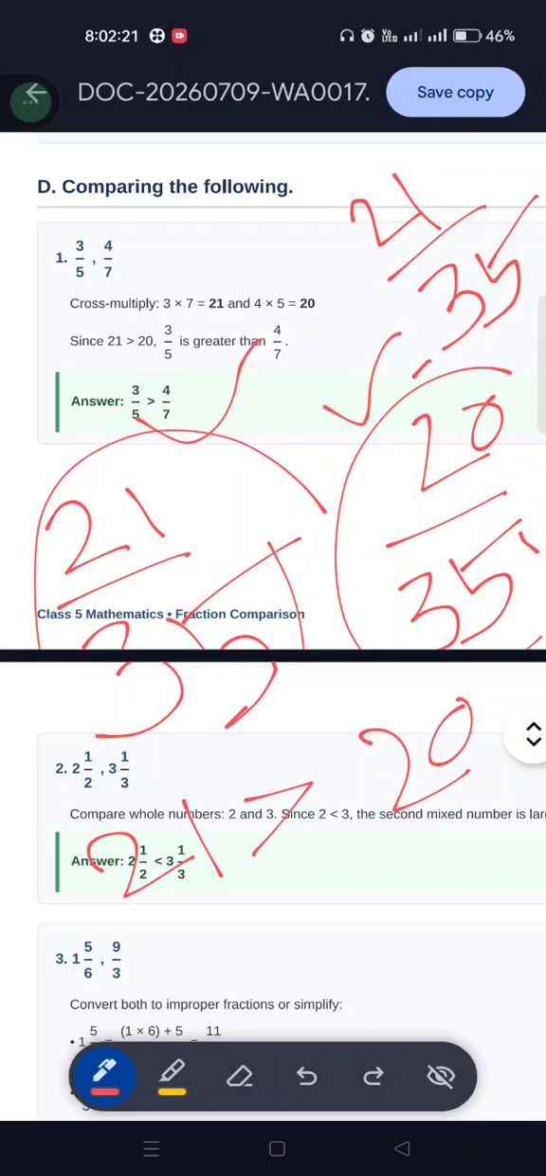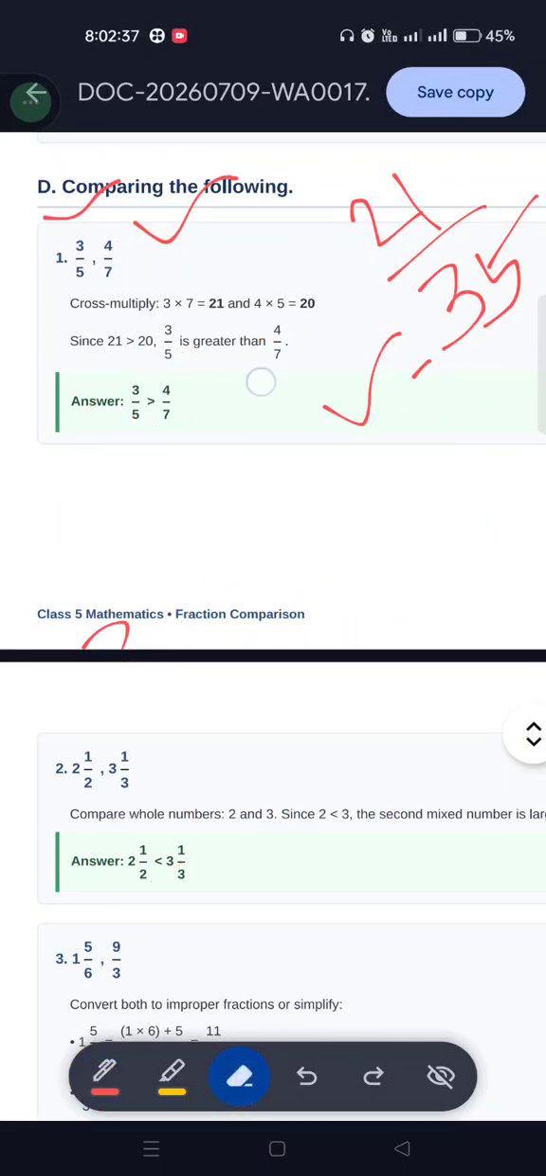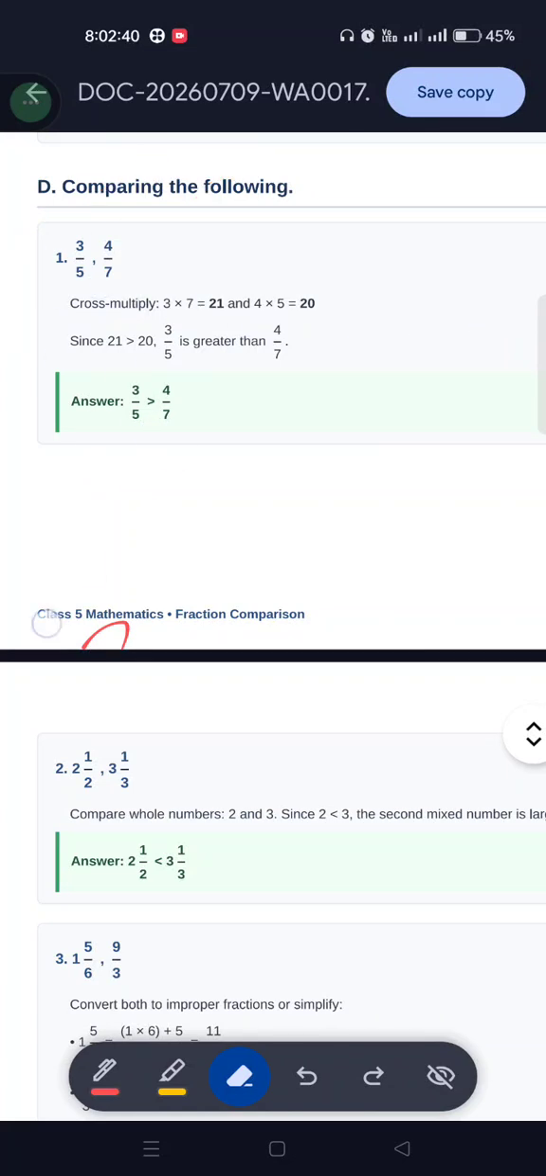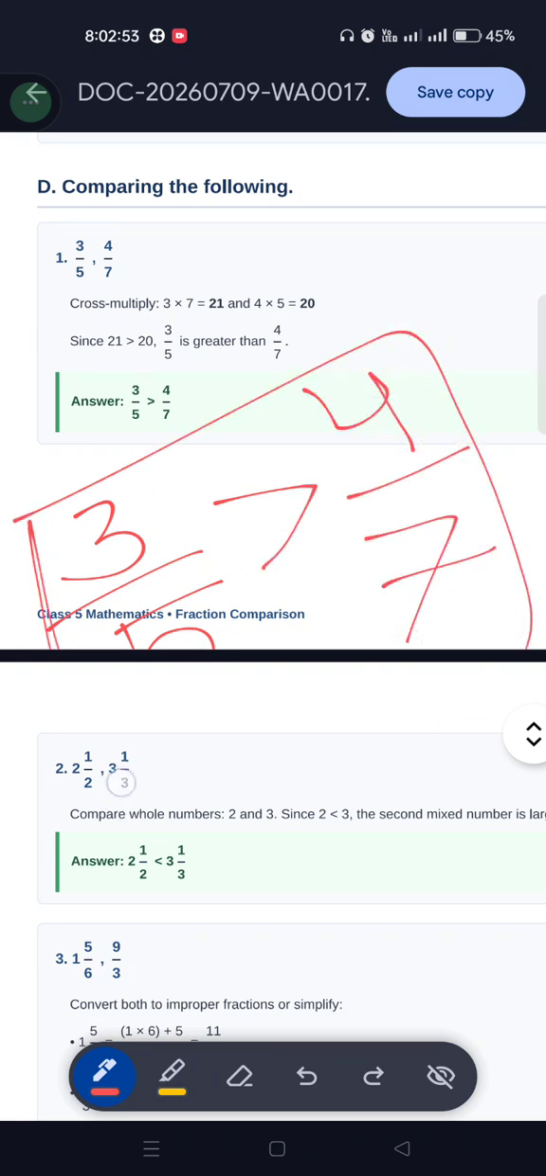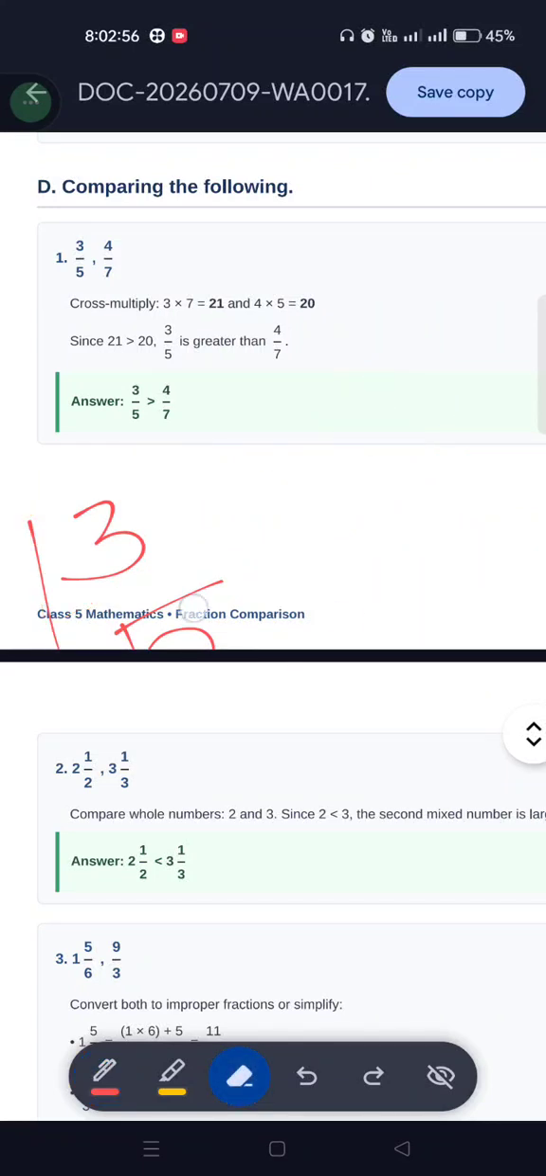So it means that 3 upon 5 will be greater than 4 upon 7. So when you compare these two fractions, you will write 3 upon 5 is greater than 4 upon 7. Now I am erasing all this. So you are getting here 3 upon 5 is greater than 4 upon 7. So this is your answer. Now in the same way, moving on to the next question.